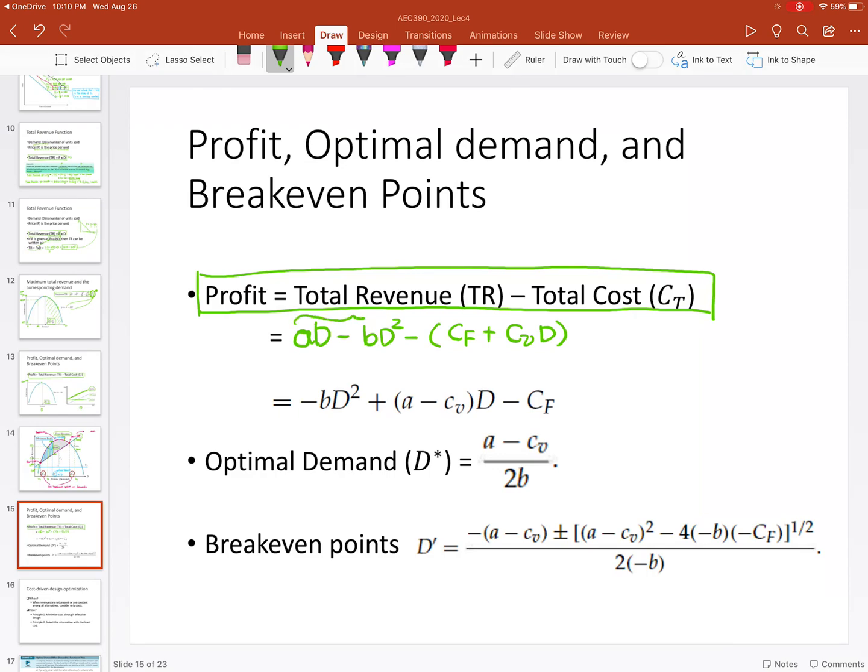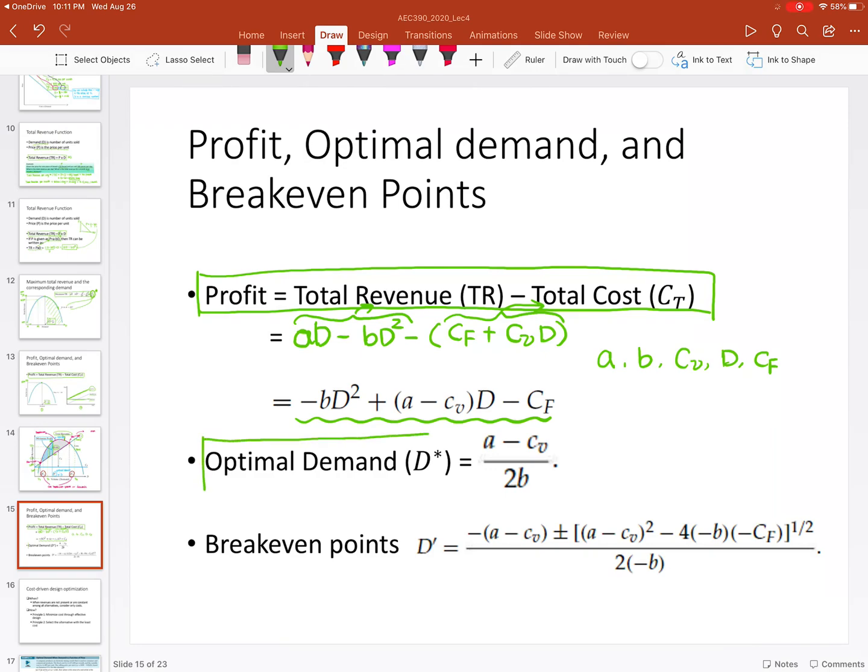And so this is total revenue and this is total cost. Okay? And if you open the parentheses and merge the same terms, you can have this formula: minus BD squared plus (A minus CV) times D minus CF. That's the formula you're going to use to calculate the profit. But to calculate the profit, what you need to know is what is A, what is B, what is C lowercase v, what is D, and what is CF. Okay?